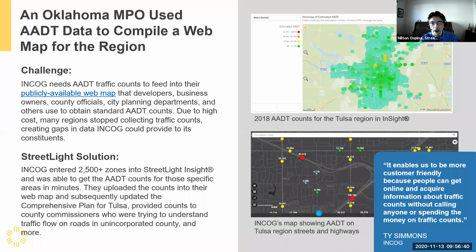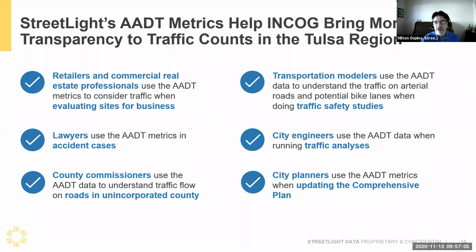Just a couple of notes on that last example for the Oklahoma MPO. They wanted to provide the traffic counts within the Tulsa region to the public, so they were using traffic analysis zones. You could use zip codes or census tracts, but in this case they wanted to use traffic analysis zones, which is pretty standard for transportation analytics. And then they were making the data available to the public.